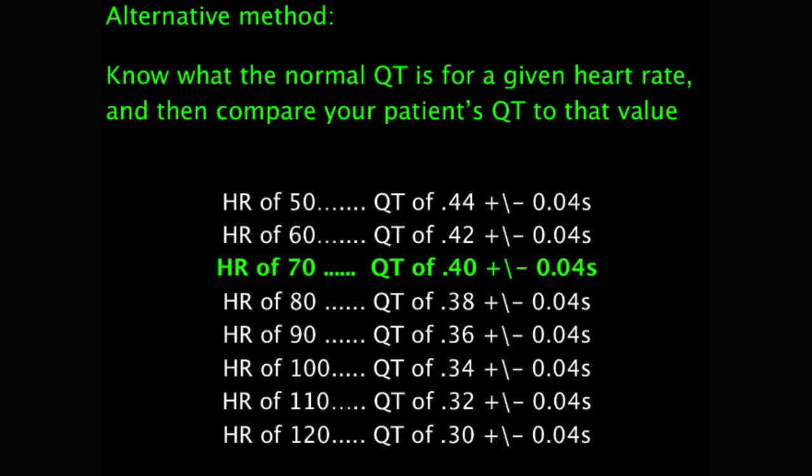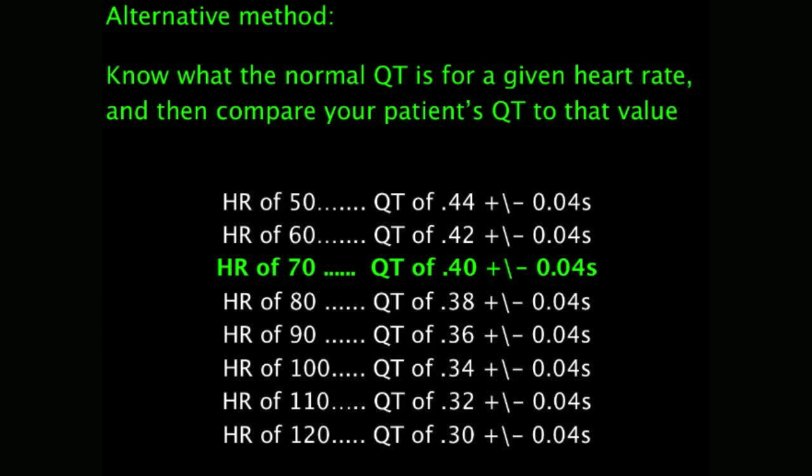So, if the heart rate is 70, you would expect the patient to have a QT of 0.4 plus or minus 0.04 seconds. So that you have to memorize. A patient with a heart rate of 80 should have a QT of 0.38 plus or minus 0.04 seconds. A patient with a heart rate of 90 should have a QT of 0.36 plus or minus 0.04 seconds. A heart rate of 100, 0.34 seconds. Heart rate of 110, 0.32 seconds. Heart rate of 120, 0.30 seconds, and so on and so forth.